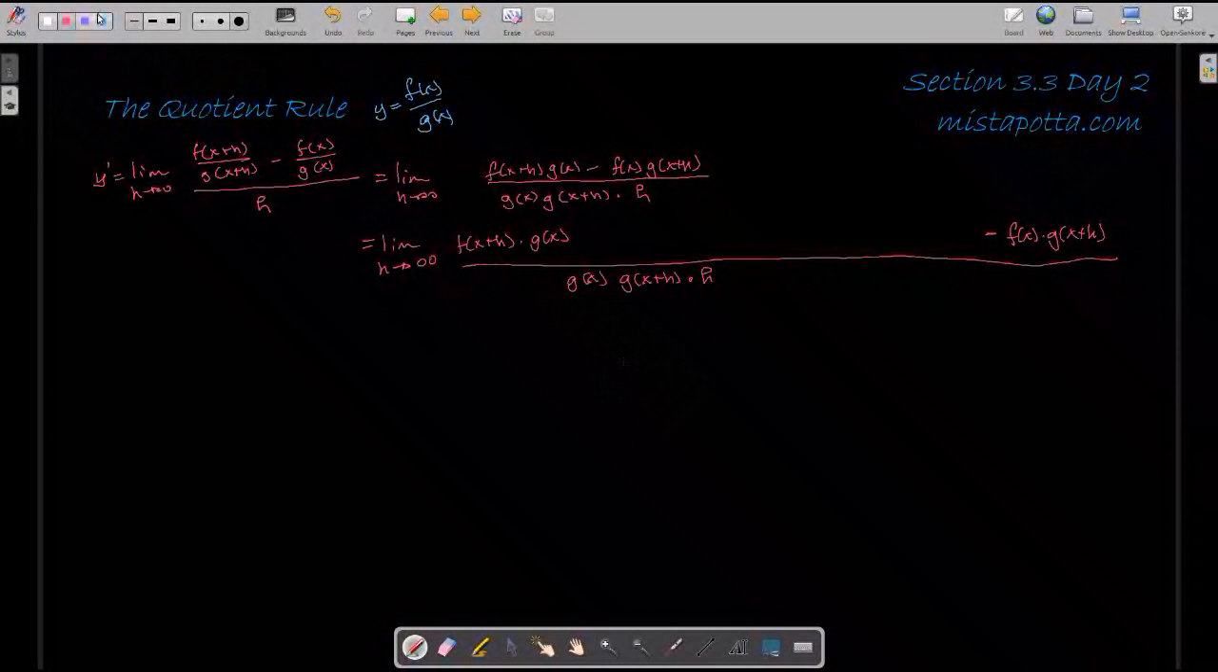And what I'm going to do is I'm going to add a clever form of 1. I'm going to add something in here. I'm going to first subtract f of x times g of x. But I can't willy-nilly just subtract stuff, so I have to compensate by adding it back again, f of x times g of x.